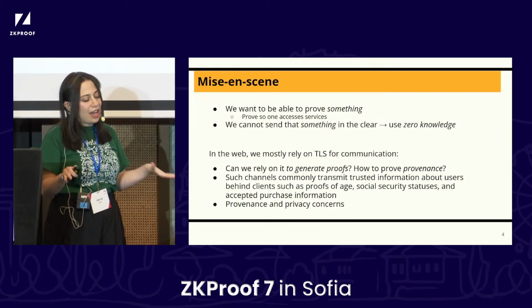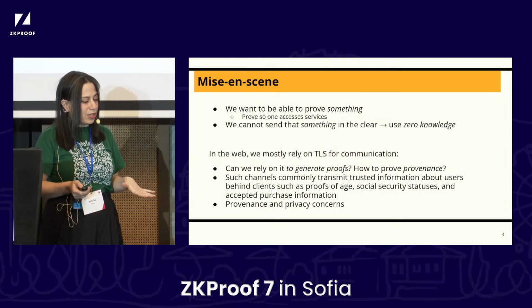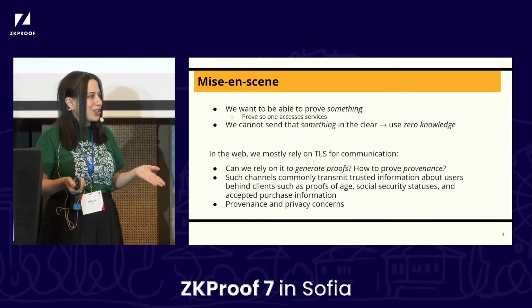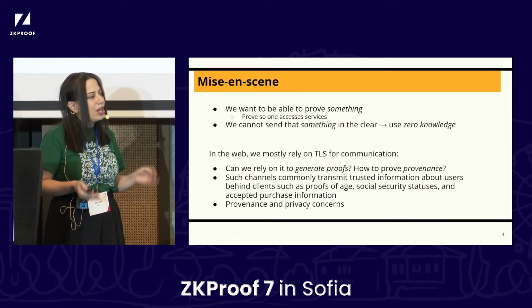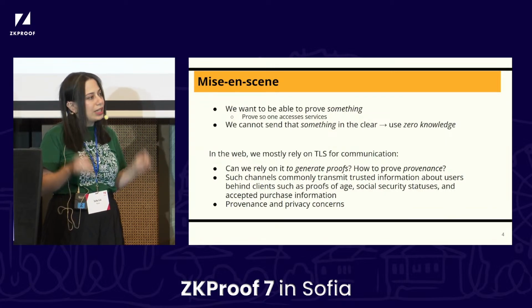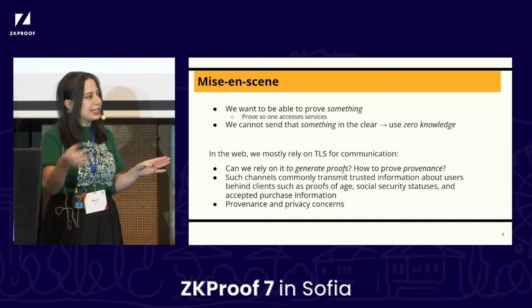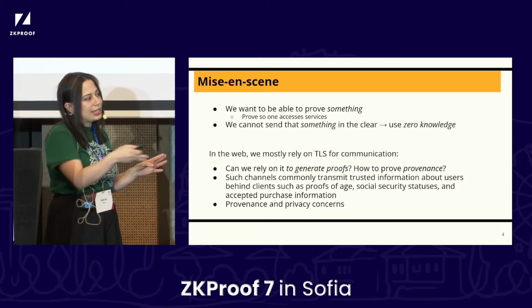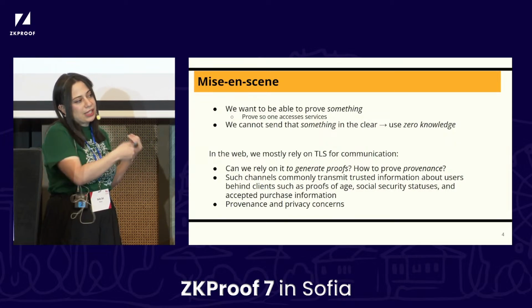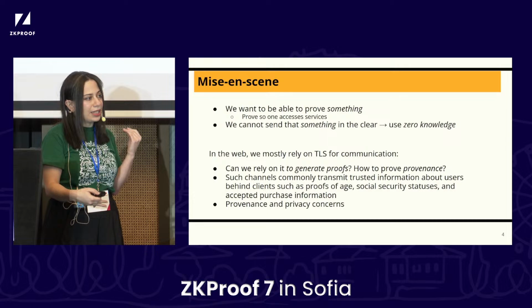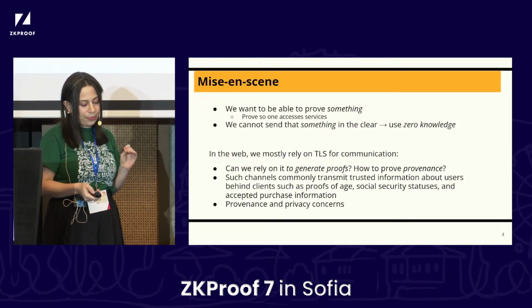Okay, so what we want is the ability to prove something, but obviously we don't want to send that and show it in the clear, because that would be a clear privacy violation. So what we decided instead is to rely on TLS, which already has this data sent between clients and servers, and then prove, via zero knowledge proofs, whether specific statements exist on that data sent at the TLS layer.